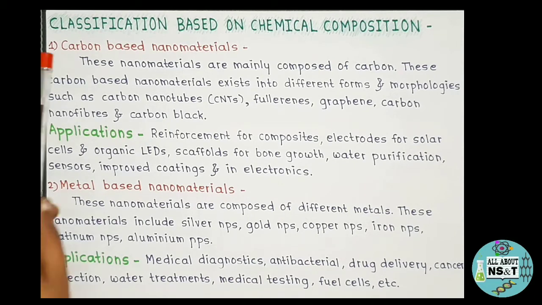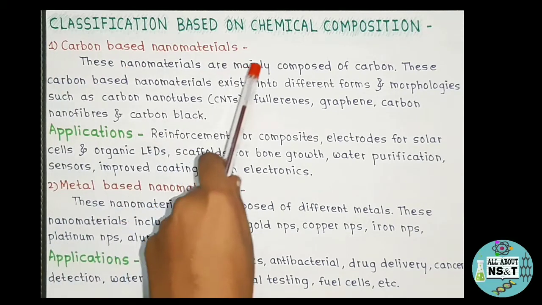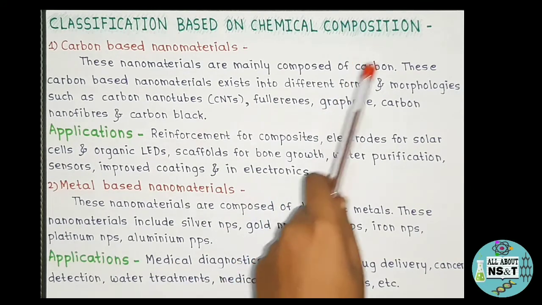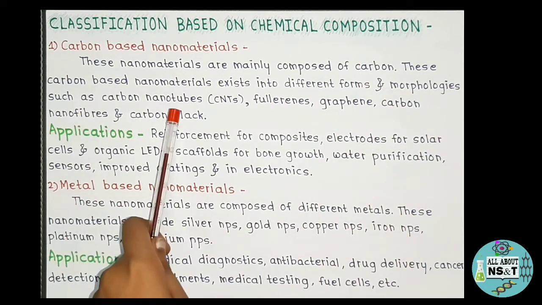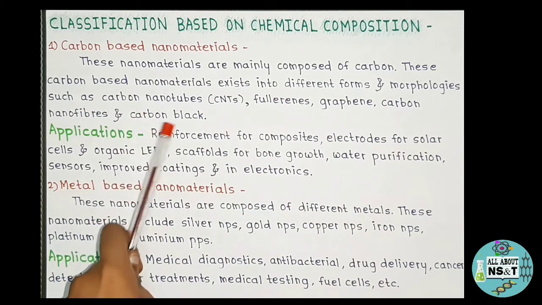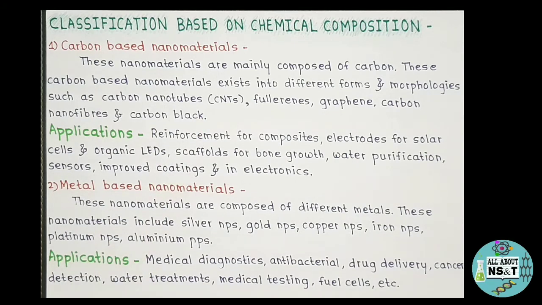So the first type is carbon-based nanomaterials. As the name suggests, these nanomaterials are mainly composed of carbon. These carbon-based nanomaterials exist in different forms and morphologies, such as carbon nanotubes, that is CNTs, fullerenes, graphene, carbon nanofibers, and carbon black. These nanomaterials offer various potential applications such as reinforcement for composites, electrodes for solar cells and organic LEDs, scaffolds for bone growth, water purification, sensors, improved coatings, and in electronics.